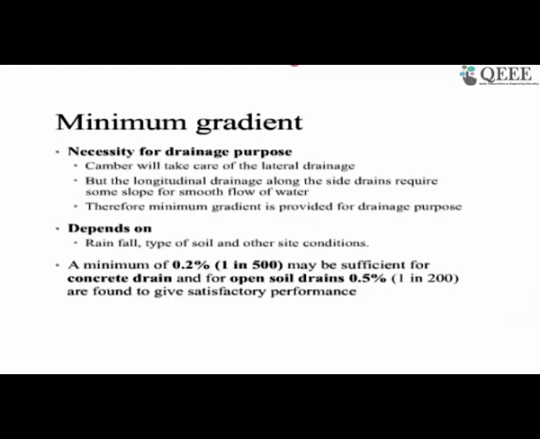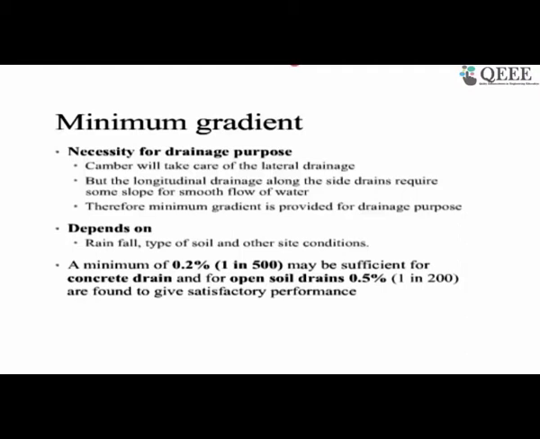The last part is the minimum gradient. We do need to provide some gradient for drainage purposes, the longitudinal drainage. For the lateral drainage, we provide the camber on the top of the surface, which will take care of that. But longitudinally, we need to provide some gradient. This is why we need a minimum gradient, and it depends on the rainfall, the climate condition, the soil type and other site conditions.